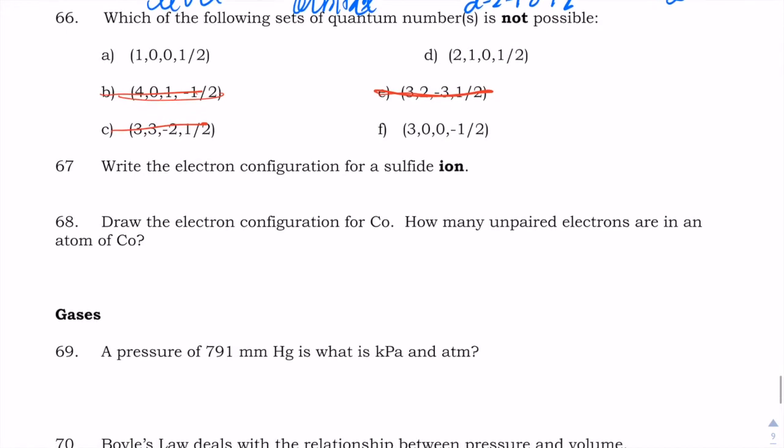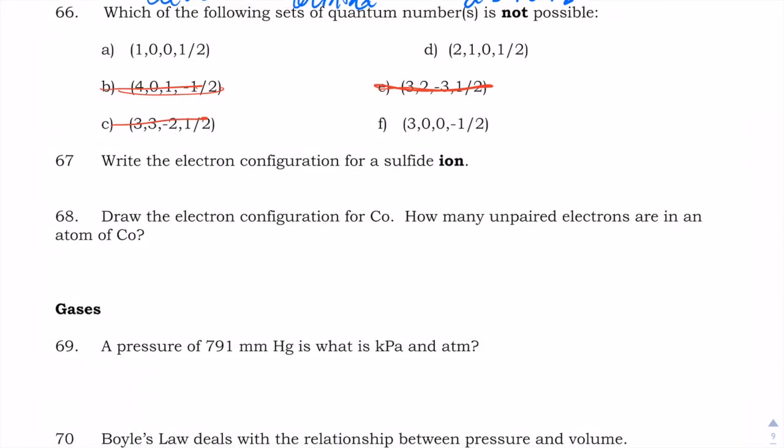Number 67, electron configuration for an ion. Well, let's do cobalt first. Let's go 68 first, and then we'll do 67. Cobalt is an element, and I gotta look it up. Sorry, I don't have that number memorized. All right, cobalt has an atomic number of 27.